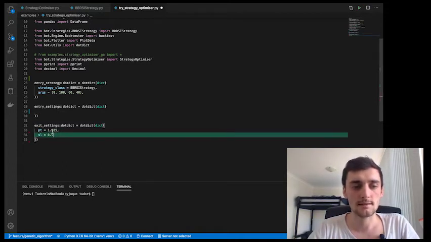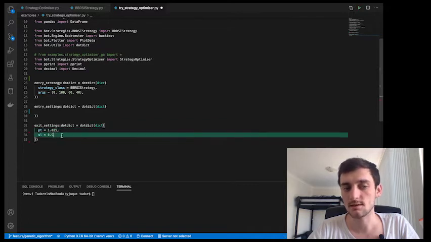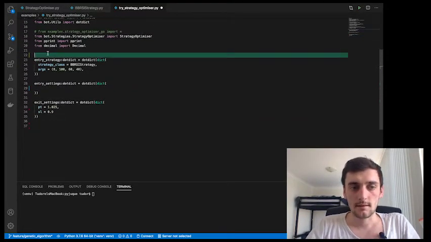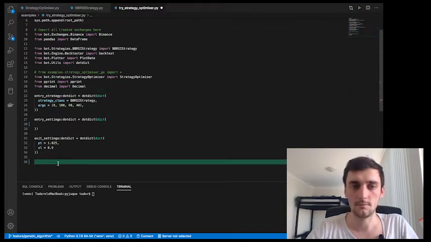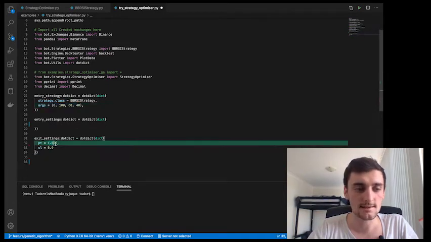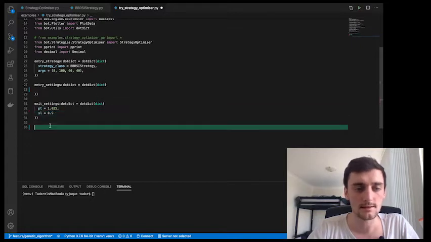And the exit settings specifies the profit target. This means 2.5%, and the stop loss. This means 90% below the buy price. And when we run this strategy optimizer, we're actually gonna optimize for these as well as for this one. Yeah, so it's gonna be interesting. We can also optimize for stop loss, but let's see. We might optimize for all this.